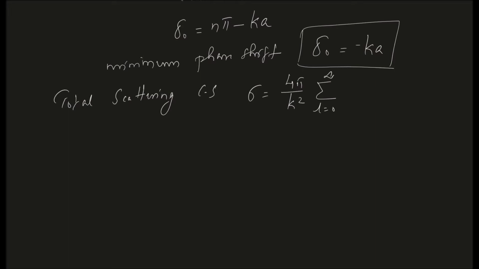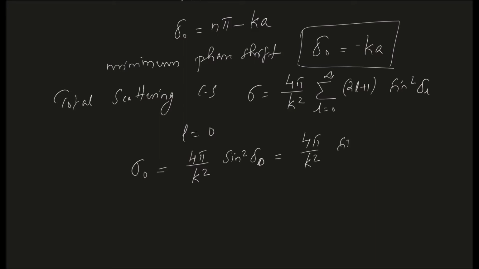Sigma L equals 0 to infinity, 2L plus 1, sine square delta L. Now for the L equals 0 case, we can write the total scattering cross section as sigma 0 is given by 4 pi by K square sine square delta 0. If we substitute the value for delta 0, this will be 4 pi by K square sine square Ka.